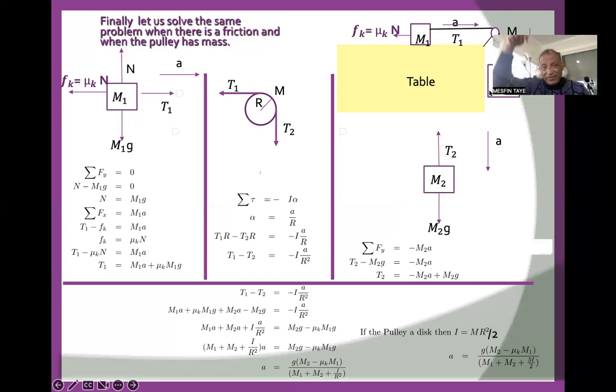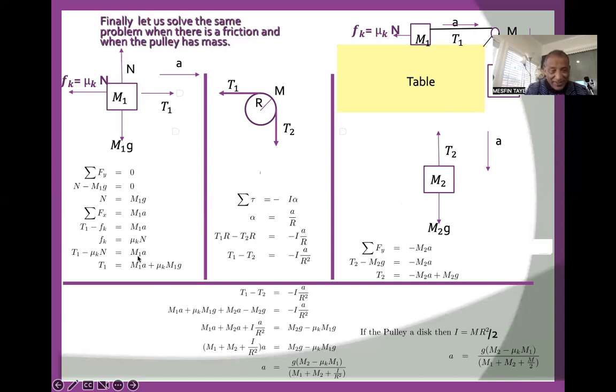And then for M2, M2 is going down. M2G is down, and T2 is pushing it up, because M2G wants to go freely, but it cannot go freely because T2 is pushing it upward. And the acceleration is negative because M2 is going down. The sum of the forces in the y direction is negative M2A, negative because acceleration is negative. So T2 is positive, M2G is negative, equal to minus M2A. So T2 is going to be minus M2A plus M2G.